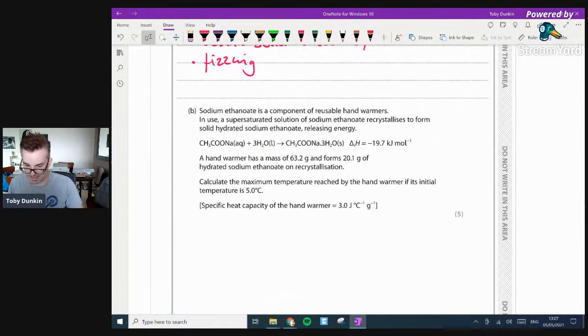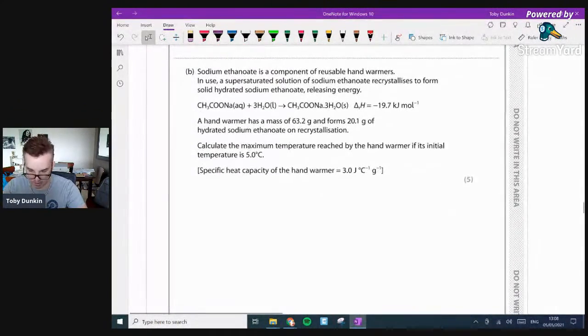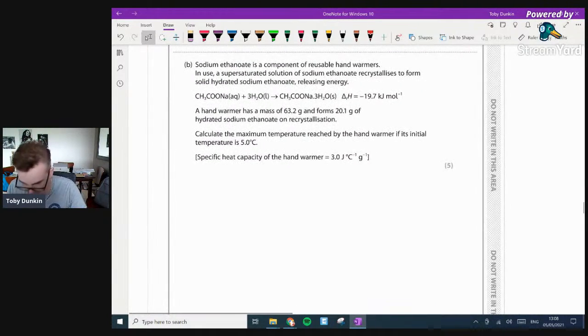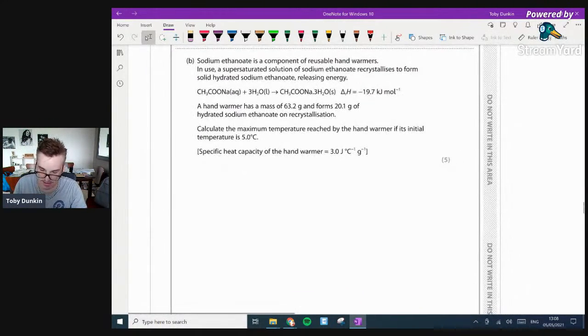Sodium ethanoate is a component of reusable hand warmers. A supersaturated solution of the sodium ethanoate recrystallizes to form solid hydrated sodium ethanoate, releasing energy. A hand warmer has a mass of 63.2 grams and forms 20.1 grams of the hydrated ethanoate recrystallized. Calculate the maximum temperature reached by the hand warmer if the original temperature is 5 degrees Celsius.